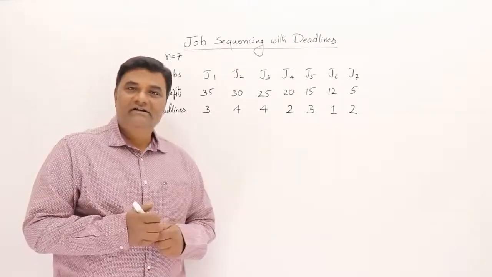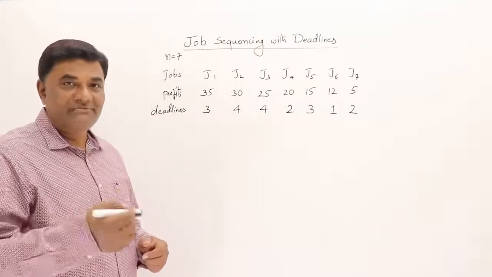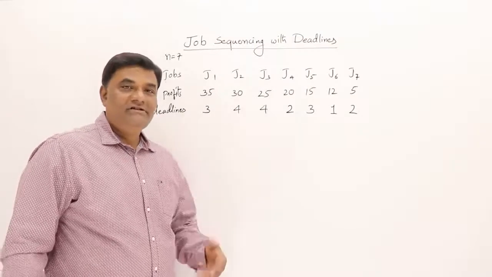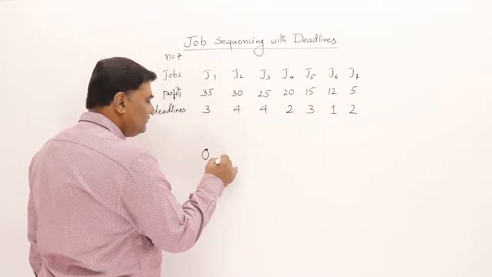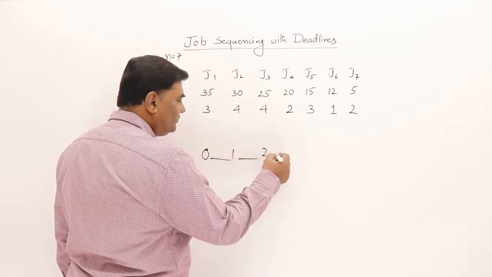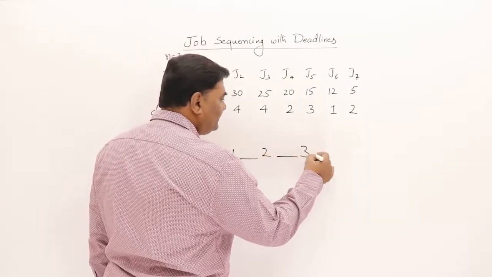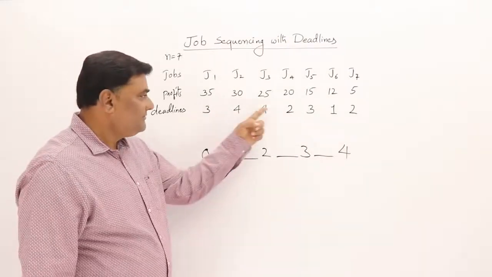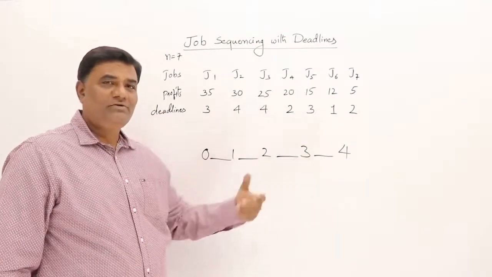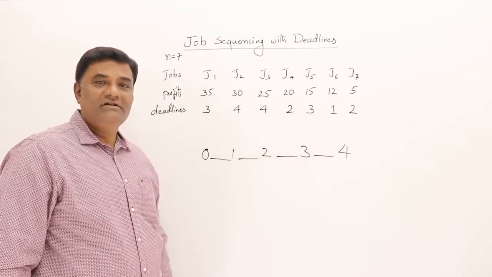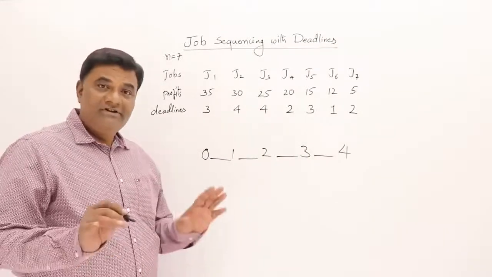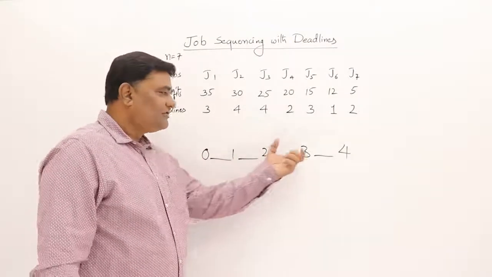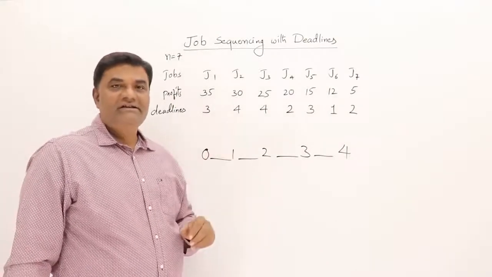So how many deadlines are there here? What is the maximum time we have to submit any job? Maximum time a job can be submitted is 4. So how many slots are available? 0 to 1, then 1 to 2, 2 to 3, 3 to 4. Maximum deadline 4. After that, nobody is ready to wait. The job should be completed within that 4 units of time. But every job needs just 1 unit of time. So how many slots we have with 1 unit? 4 slots we have. Now let us solve this by selecting the jobs.